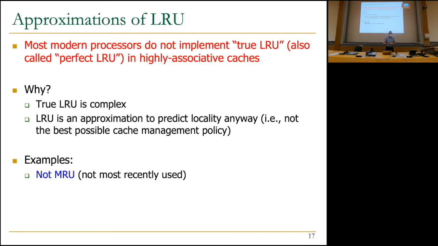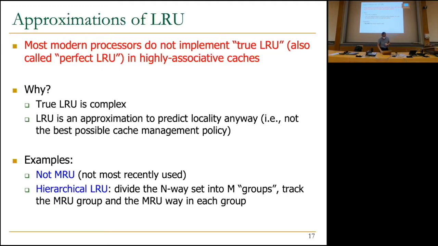I will not talk about a lot of these examples, but if you're really interested, you can take the advanced course or watch the materials that I mentioned later. There are some examples. Some processors use not most recently used, for example. It's kind of an approximation of LRU, but very easy to implement. You just keep track of the block that's most recently used and don't evict that. And among the other blocks in the set that are not most recently used, you pick a random choice. Right? That's very easy to implement.